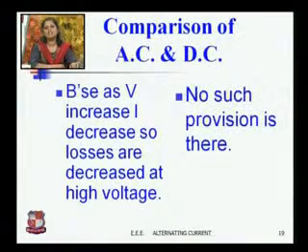But this provision is not available in DC because no transformers are available for DC. You cannot change the voltage level for DC. So the current of the DC cannot be changed.